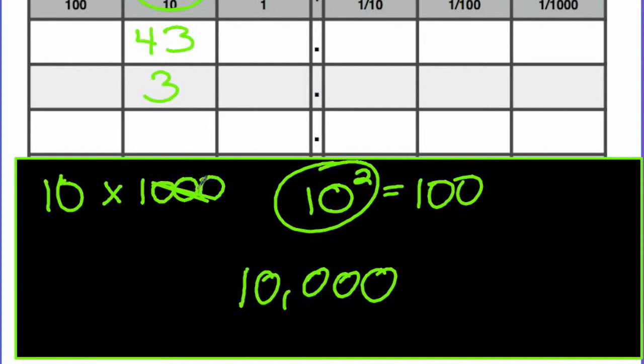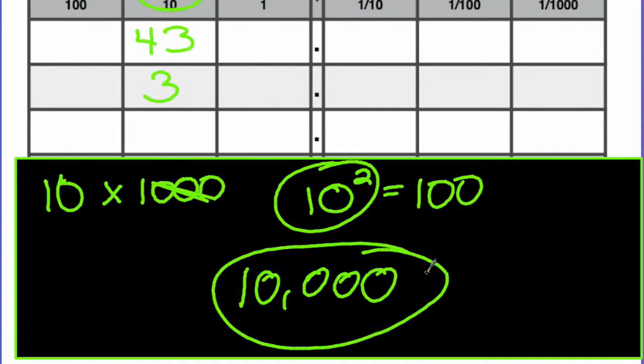So look at E. It says blank tens, times blank thousands equals 40. Well, how many zeros are we going to have total in our answer? 10 times 1,000. 4 zeros, and we said that 4 zeros is the same as 10,000, or 10 to the power of 4. So that's how you get that.